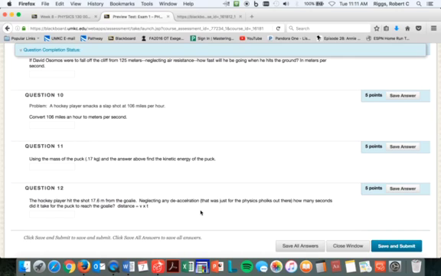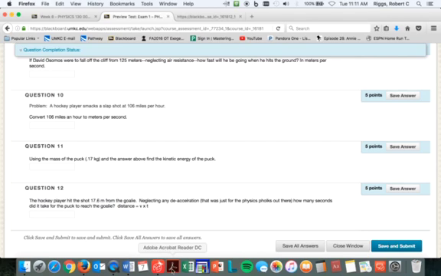The hockey player hit the puck shot from 17.6 meters, neglecting any deceleration. That was just for the physics folks out there. How many seconds did it take for the puck to reach the goalie? The distance is equal to the velocity times the time, so you've got to find the time. You're given the distance. Let's look at 10, 11, and 12 real quick, and then we'll go on to the next slide.